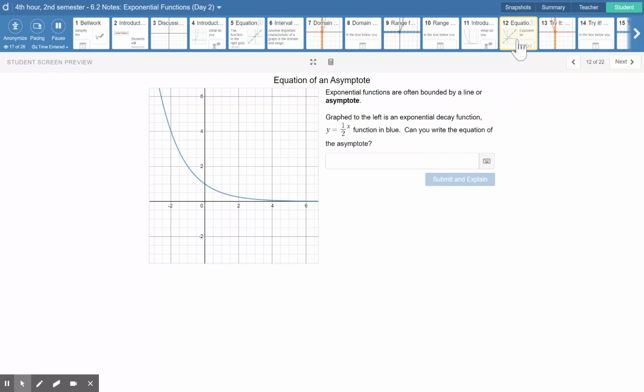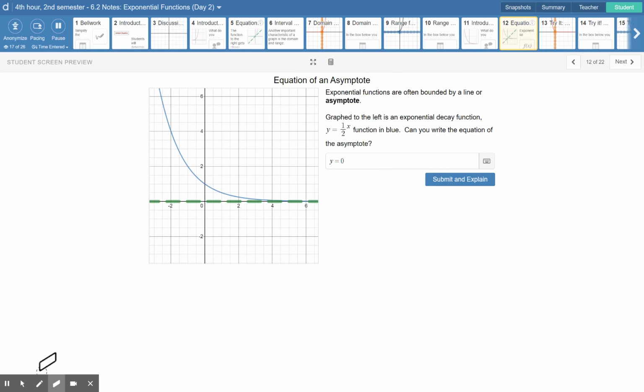Now remember, the equation of the asymptote is, where is this line trying to sit? It is trying to sit at y equals 0. It's going to try to get to 0 on the y values, but never will reach it. So just a friendly reminder, most of the graphs in our class will always be y equals 0 for the asymptote.